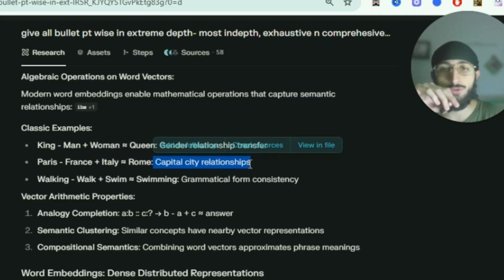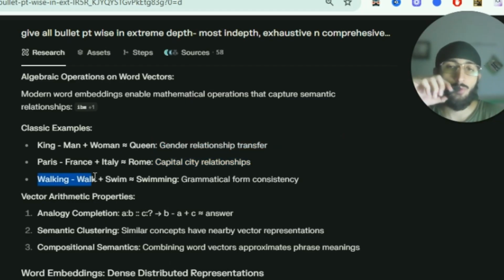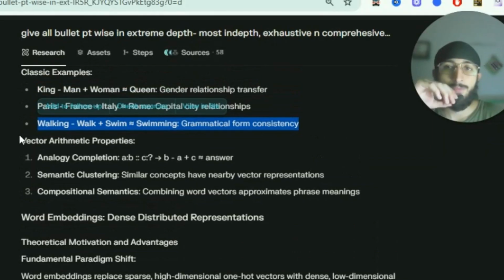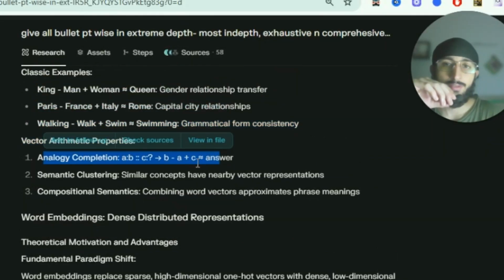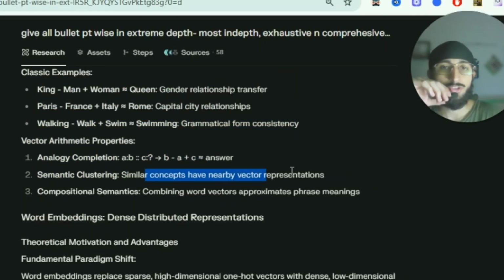So that is why capital city relationships. Walking minus walk plus swim is swimming, right? Grammatical form consistency. So we have vector arithmetic properties, analogy completion, right? And semantic clustering. Similar concepts have nearby vector representations, composition semantics. Combining word vectors approximates phrase meanings.